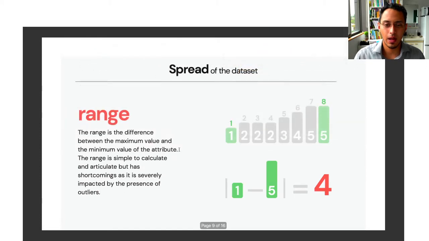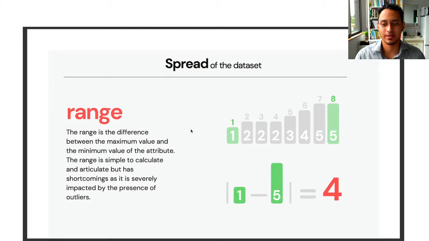And now let's talk about the spread of the data set. Before, we talked about the center of the data, but now let's talk about the spread. The first thing that you need to know about the spread of the data set is range. The range is the difference between the maximum value and the minimum value of the attribute.